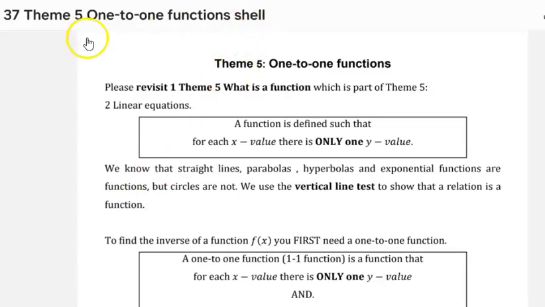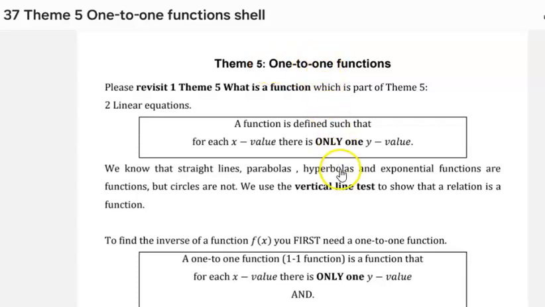This video is about one-to-one functions. In theme 5, under the heading of linear equations, we discussed what a function is. There we said a function is defined such that for each x value there is only one y value. But in this case now, we need a one-to-one function.